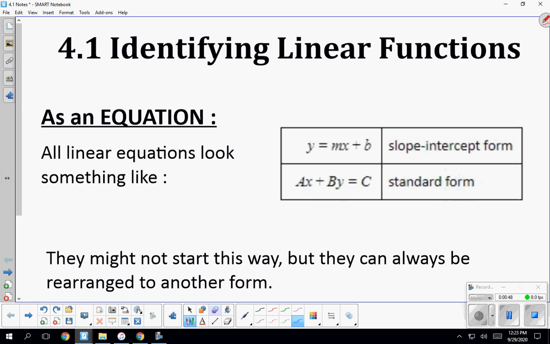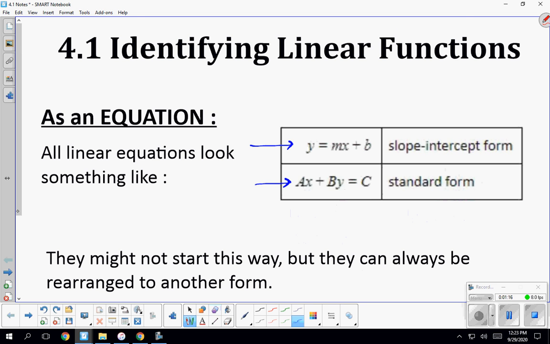So examples that are not linear would be something where x is raised to a power. Something like that is nonlinear. If we look at something like x in a denominator, that's nonlinear. If we look at something where x is under a radical, that is not linear. So x and y are just x and y. They're allowed to have numbers in front of them, but nothing else. Again, these are two very common examples of linear functions.